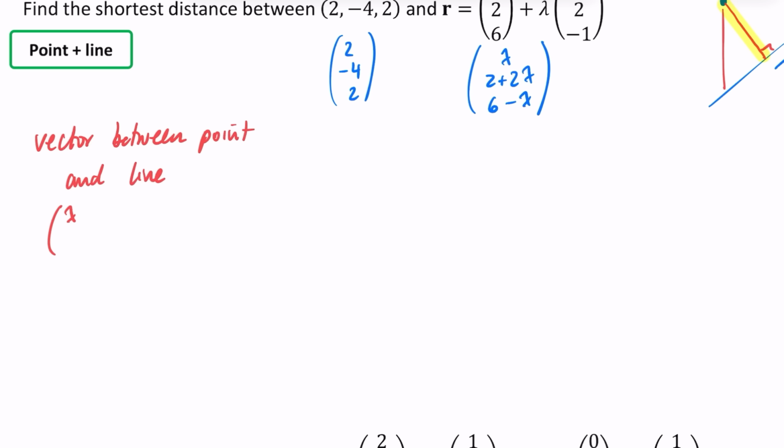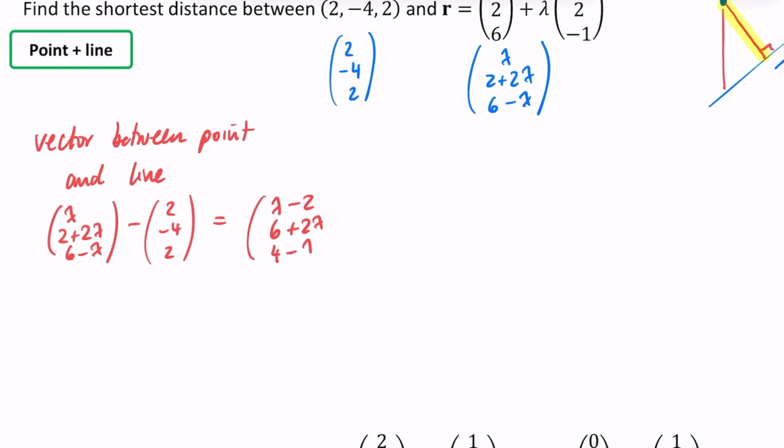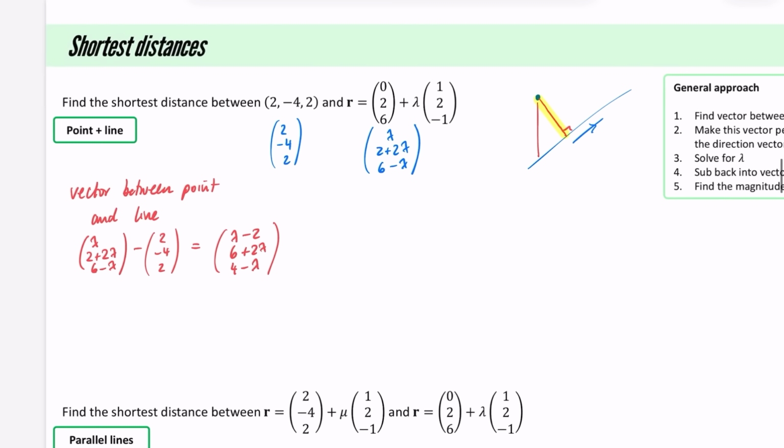So that's my lambda, 2 plus 2 lambda, 6 minus lambda, and I'm going to subtract the 2, the minus 4, and the 2. If you think you can just do that without writing this out again, and you can just do it from here, then you should do that and just check it really carefully. But I'm trying to be a little bit more detailed for the sake of this video. So for the numbers, we've got 2 minus minus 4, which is 6, and you still have the 2 lambda, and the 6 minus 2 is 4, and we still have the minus lambda that looks like this. So there is our red vector that we've got there.